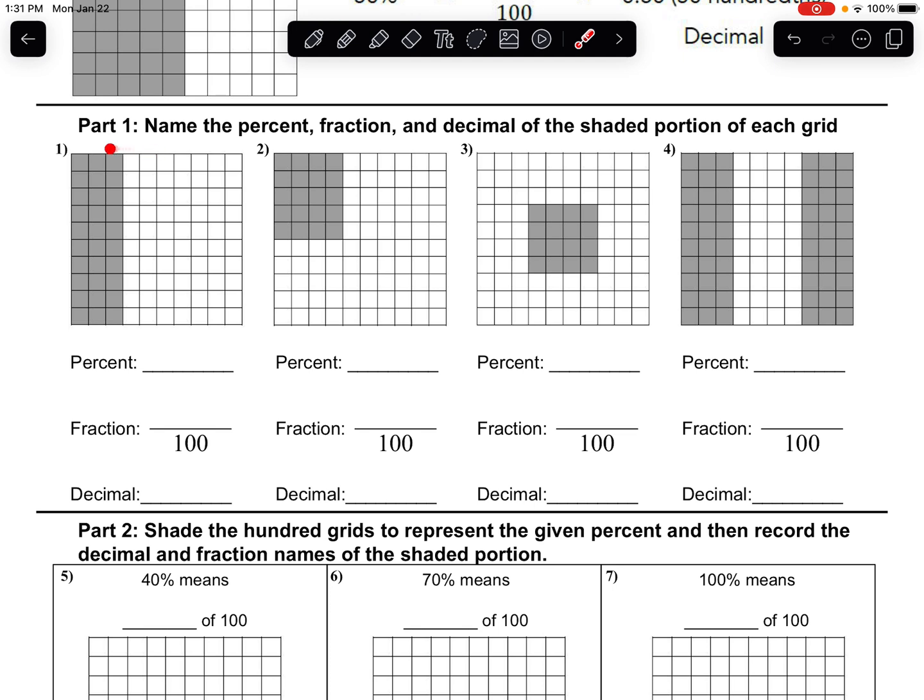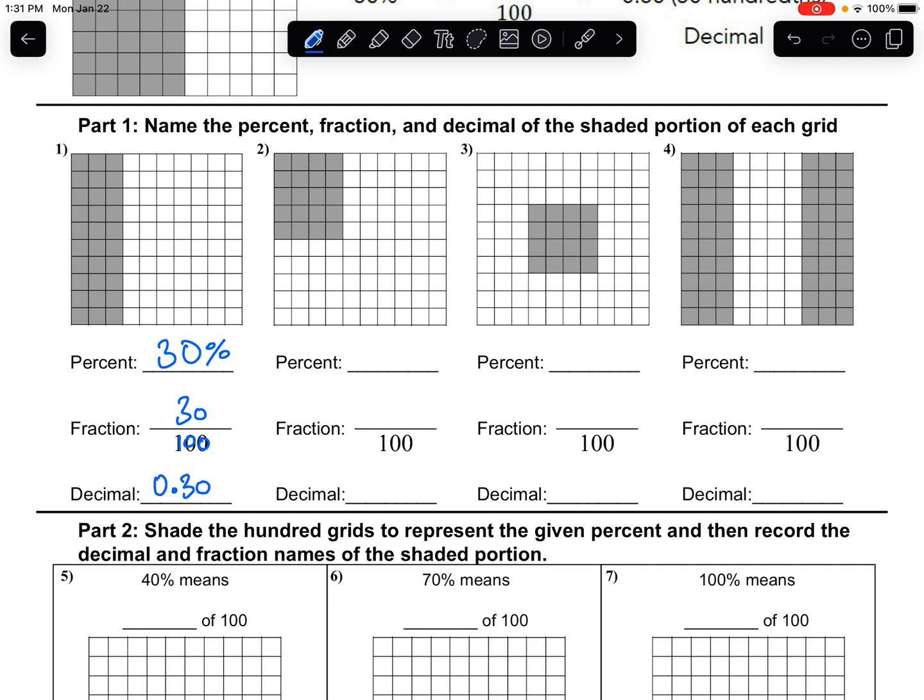So we've got this grid right here. Like I said, this represents one whole, and it is broken up into 100 little pieces, and we've got 10, 20, 30. 30 of those boxes are shaded, so we would say 30 out of 100, or 30%. Fraction, you can see the 100 is already written down here. So it's 30 out of 100, and the decimal would be 30 hundredths.